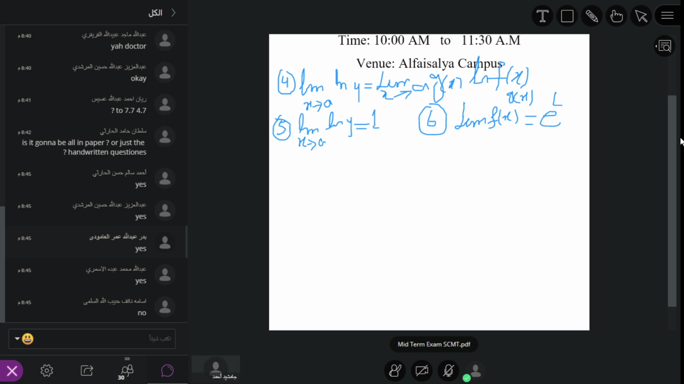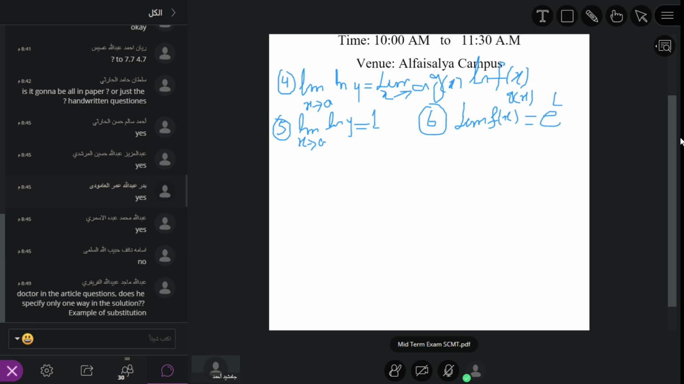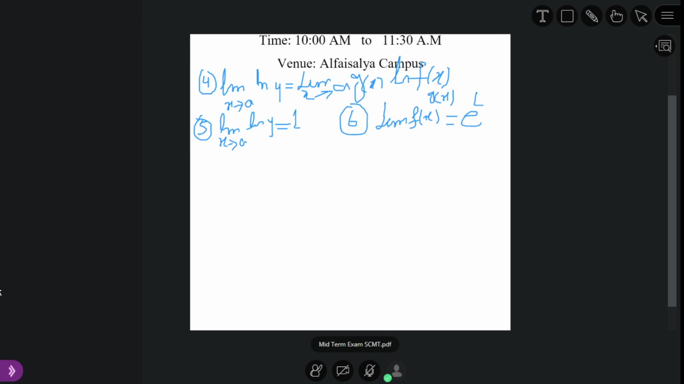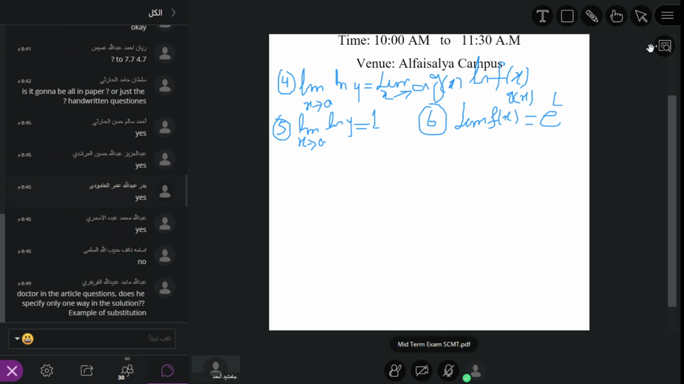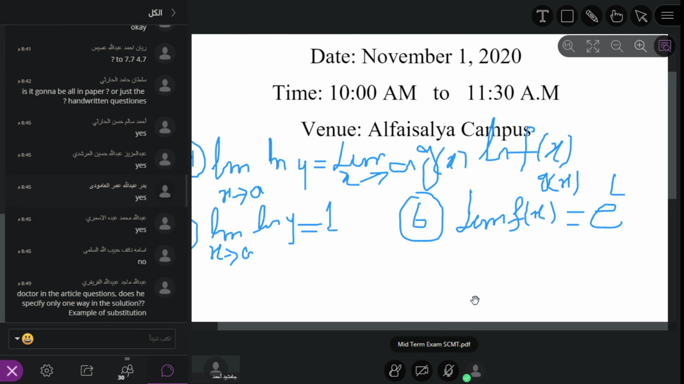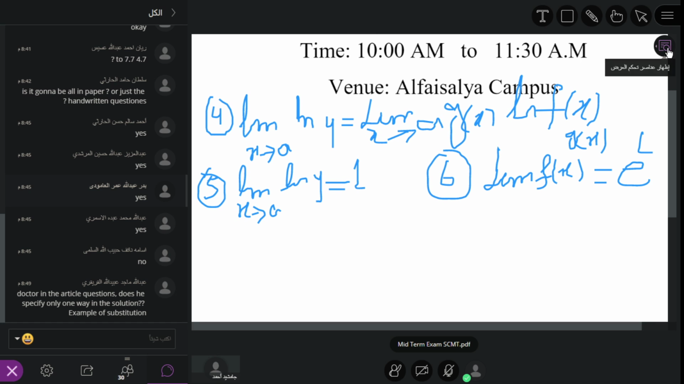And one question can be from the substitution method. Doctor, in the actual question, does he specify only one way in the solution? Yes, I am again repeating it. First, the limit. The second, you have to find the area. Third, the substitution question will be given, but the specified substitution is not given.